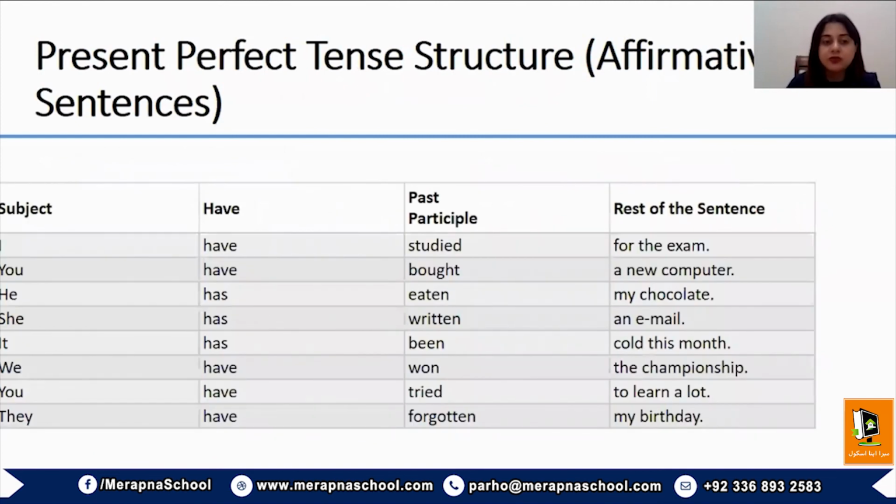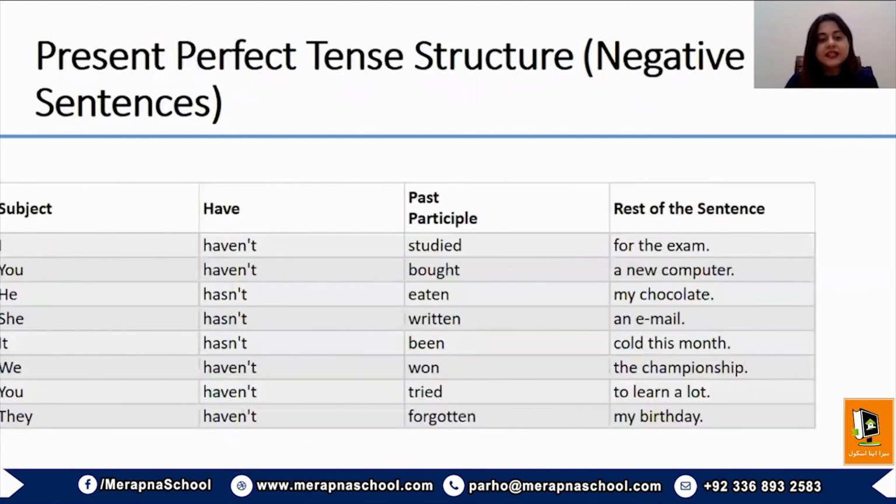We all know the structure: subject, past participle, and the rest of the sentence. Here, unlike present indefinite and present continuous, the third form or past participle of the verb is used. For example, I have studied for the exam tomorrow. You have bought a new computer. He has eaten my chocolate, or things like that. So for he and she, has is used as an auxiliary or helping verb with the third form of the verb. For I, you, we, and they, have is used. For negative sentences, not is added either with have or with has, depending on the subject.